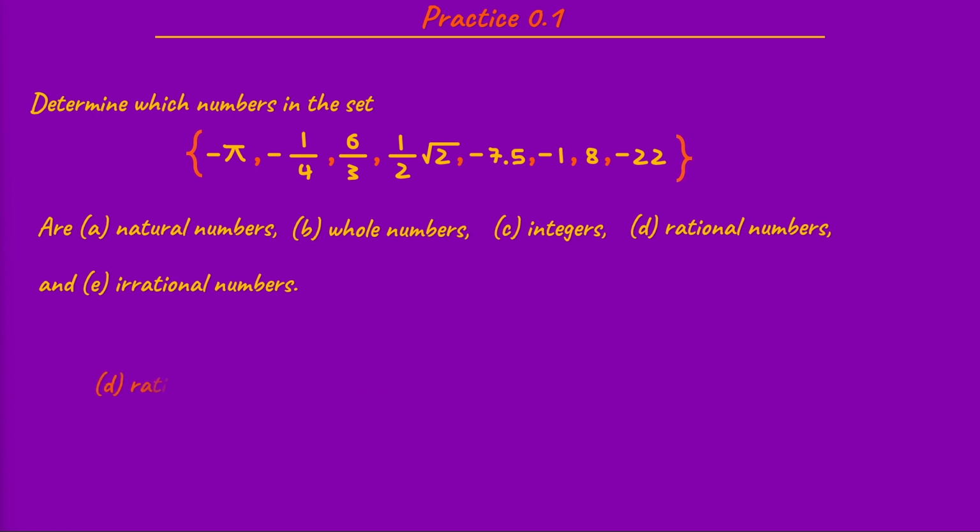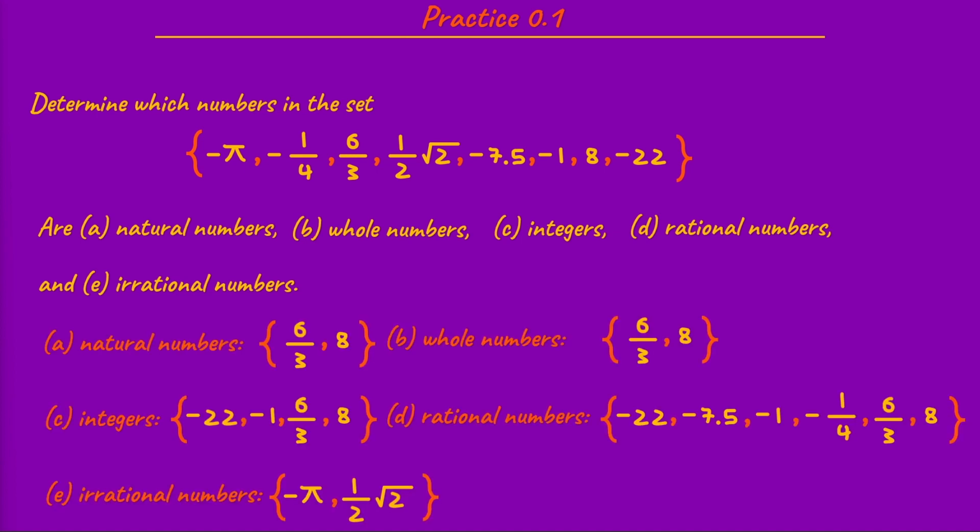Now let's move to the rational numbers. We will have all integers along with any number that we can write in terms of a fraction. So we are going to start with -22, then -7.5, then we will have -1, and also -1/4, and we will have 6/3, and the last number will be 8. The rest of the set will be considered as irrational numbers, and we are left with only 2 numbers. So the irrational numbers will include -π and half of the square root of 2, or half multiplied by the square root of 2.